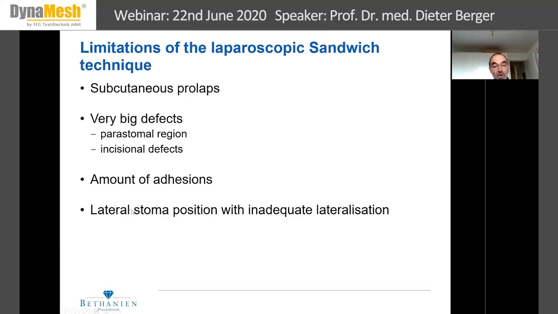And another very important point is the lateral stoma position. If you have a lateral stoma, you cannot adequately lateralize the stoma loop, and then you will have problems. You will get a recurrence due to a lateral growth of the defect.